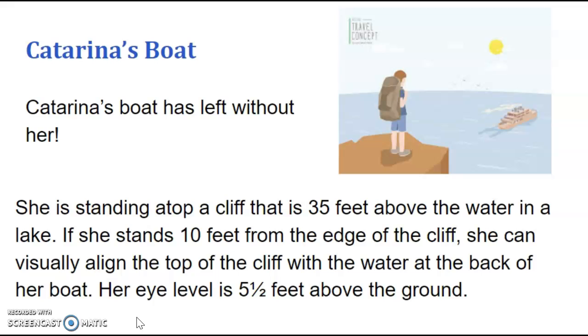Okay, another application problem. Katerina's boat. Katerina's boat has left without her. She's standing atop a cliff that is 35 feet above the water in a lake. She stands 10 feet from the edge of the cliff, so the distance from her foot to the edge of the cliff is 10 feet. She can visually align the top of her cliff with the water at the back of her boat. Her eye level is 5.5 feet above the ground. So from her eye level to where she's standing, that height is 5.5 feet. So just picture what's happening, okay? So she's looking down and she's drawing a triangle right directly to the edge of the cliff, and that goes to the tip of the boat.